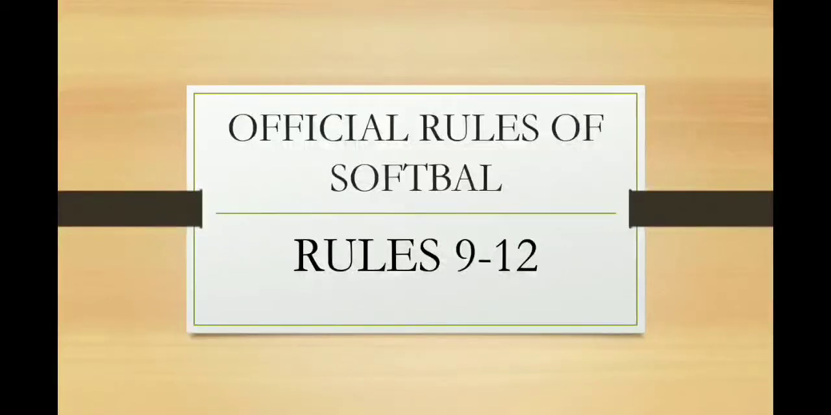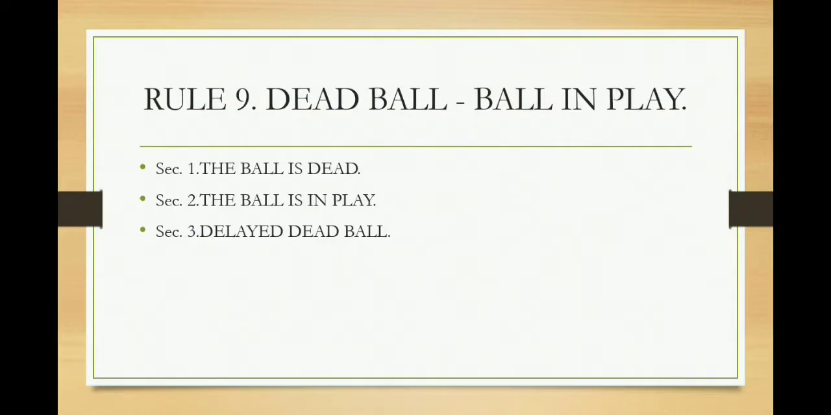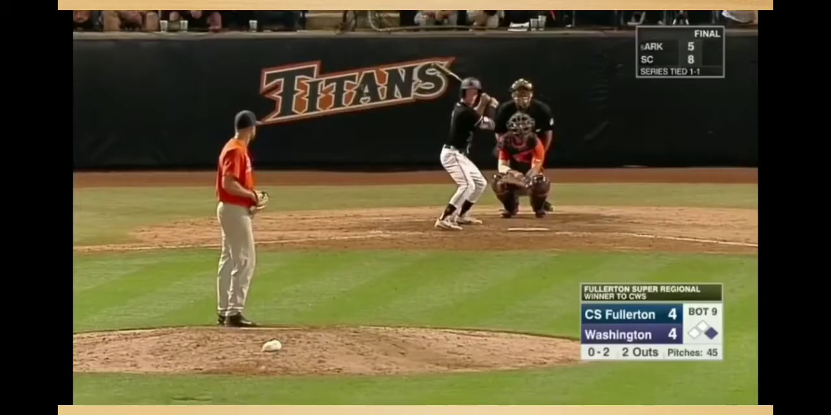Official Rules of Softball. Rules 9 to 12. Rule 9. Dead ball. Ball in play. Section 1. The ball is dead. What is the ball is dead? Let us watch the example of ball is dead in softball.